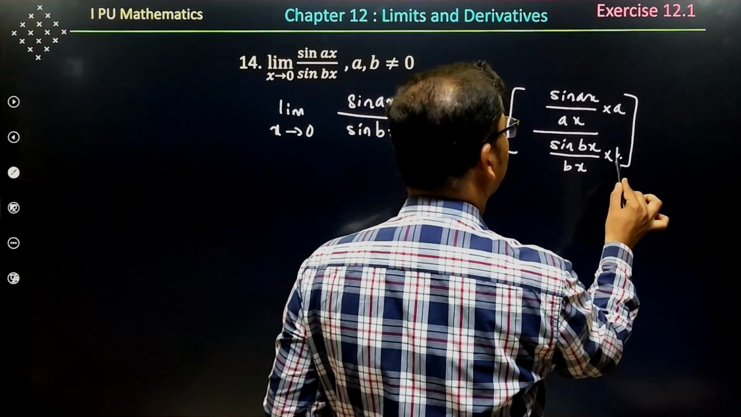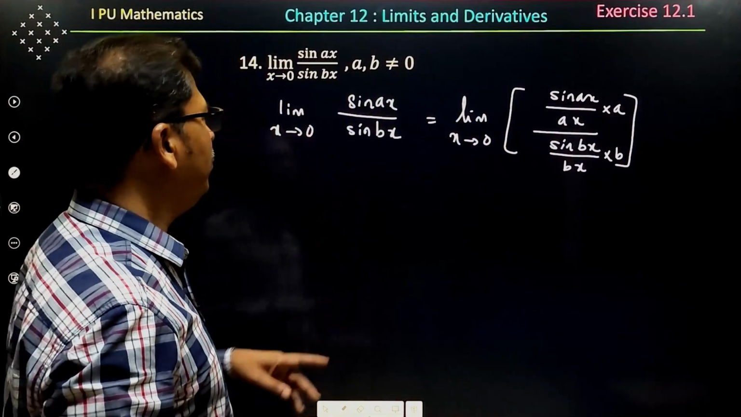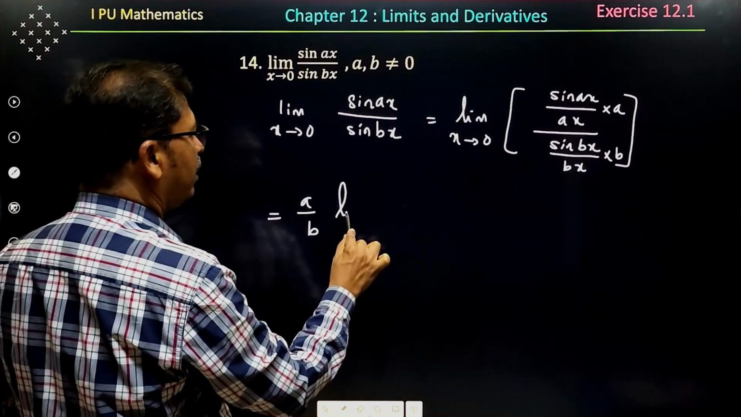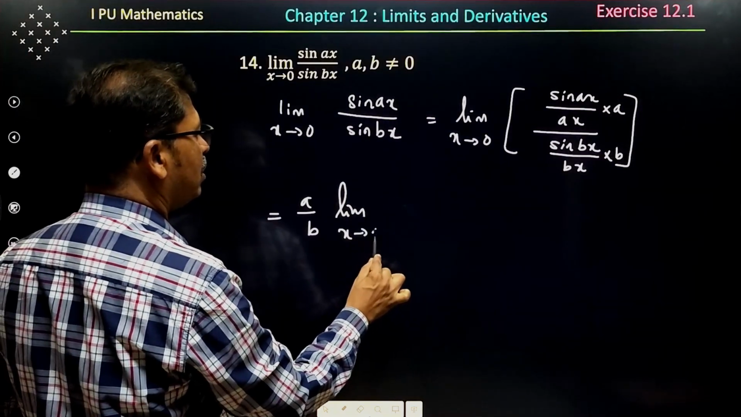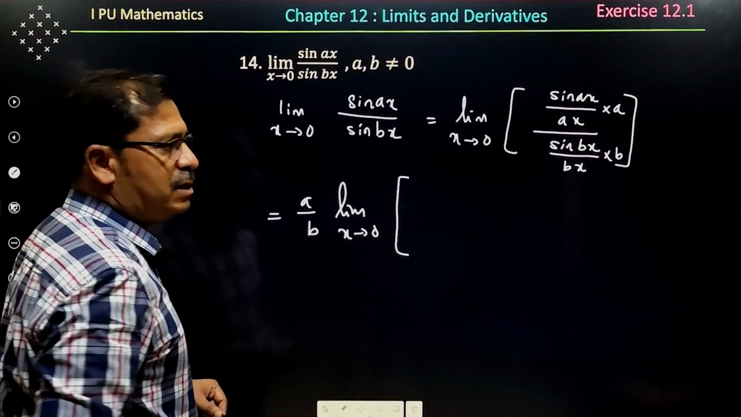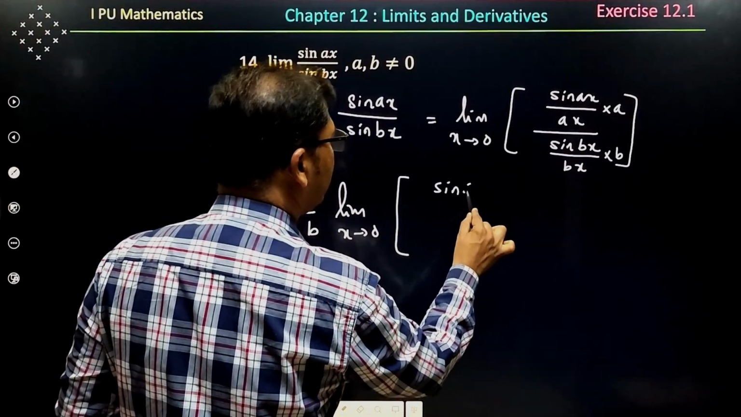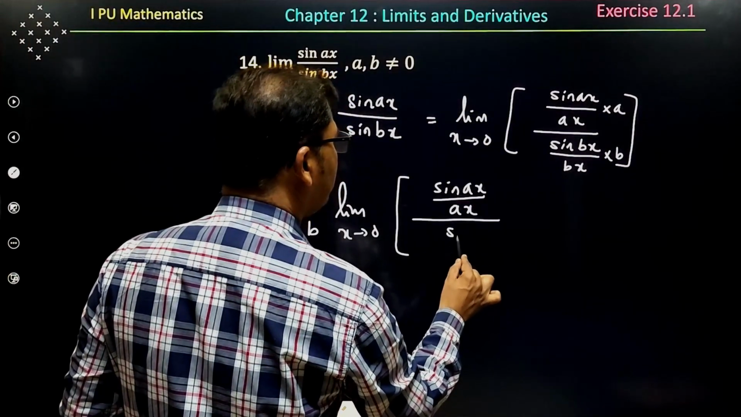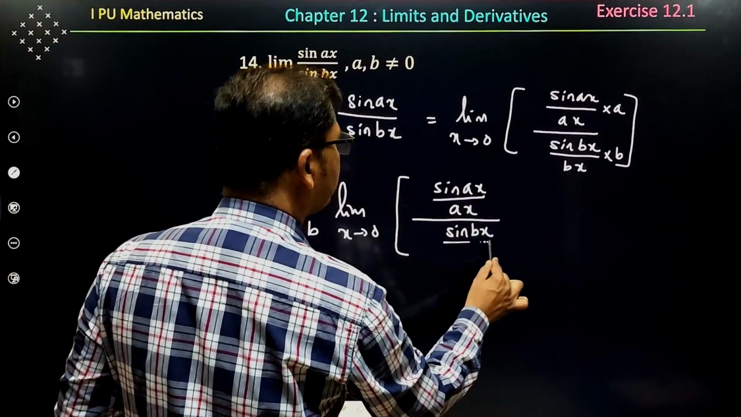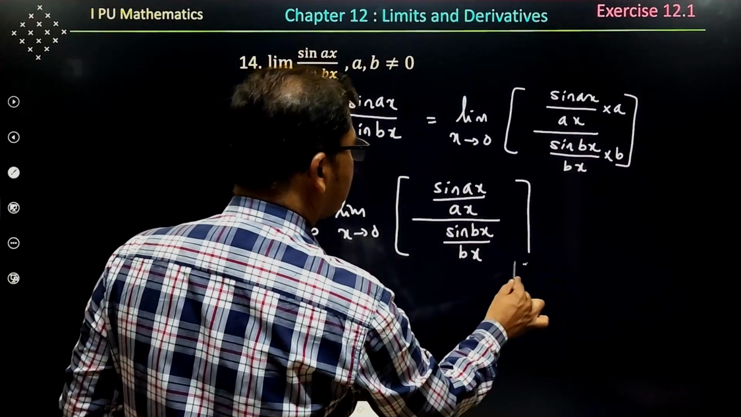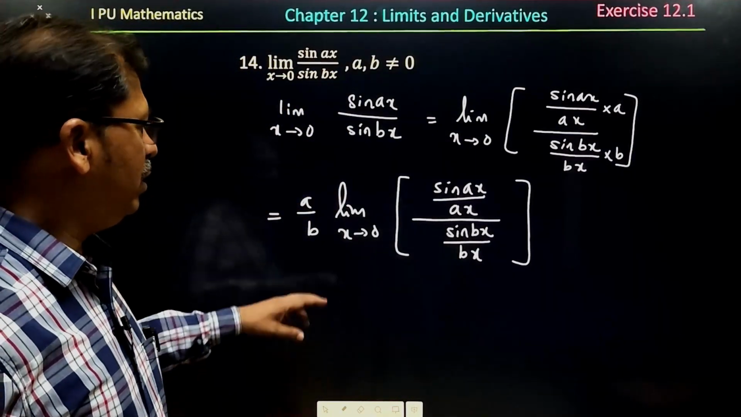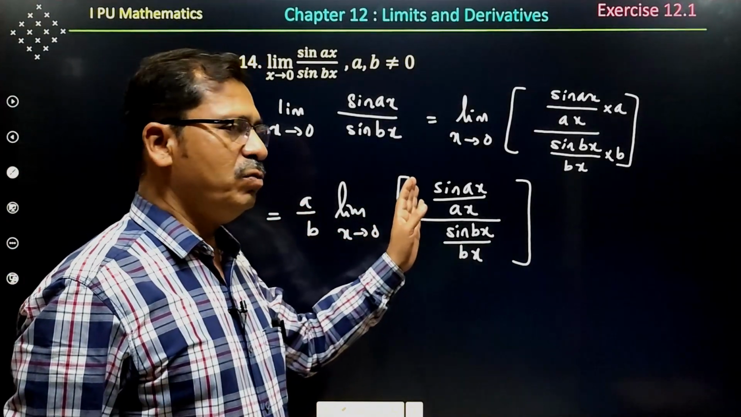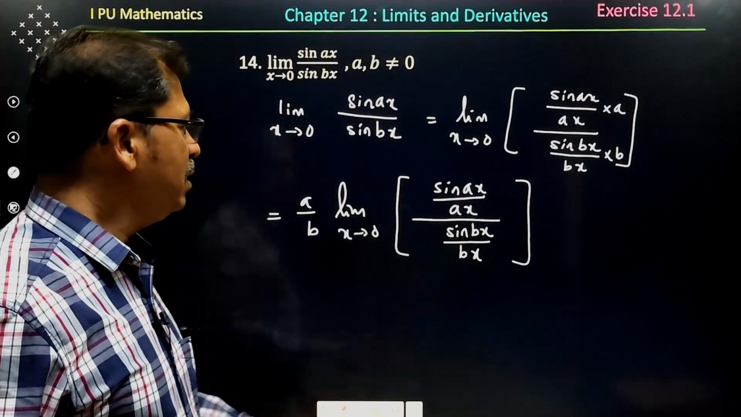Here into b you write, b is taken extra. So a upon b can be taken outside, and then what remains? Limit x tends to 0, sin ax upon ax, whole divided by sin bx upon bx. So this is the situation where you need to apply the rule of the limit.